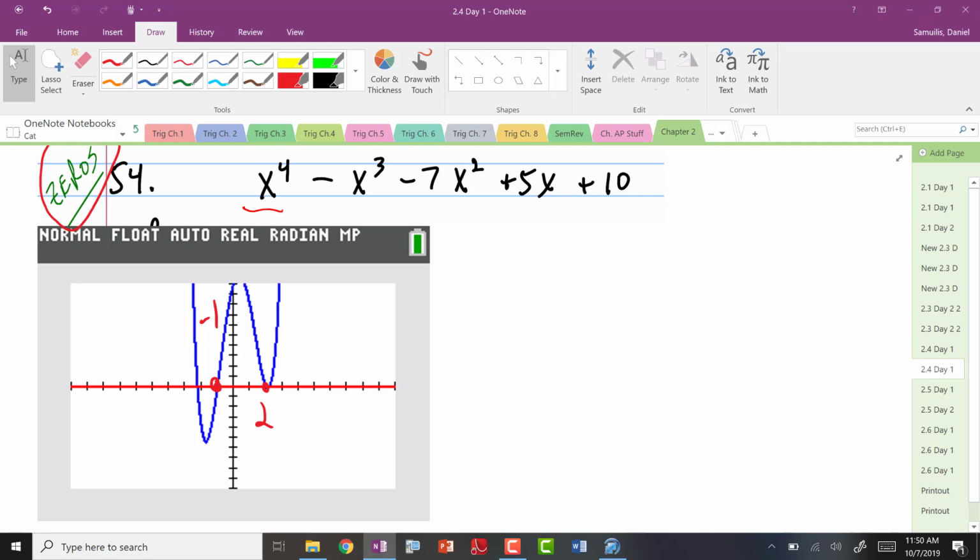All right, so here we go. We're going to start with -1.